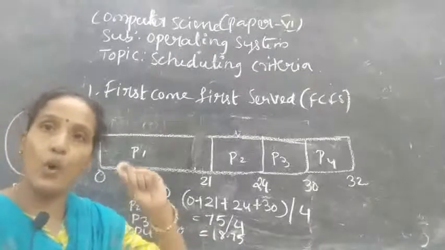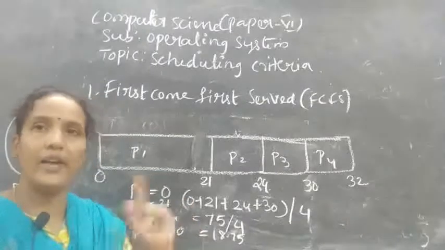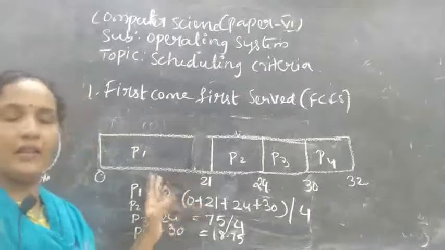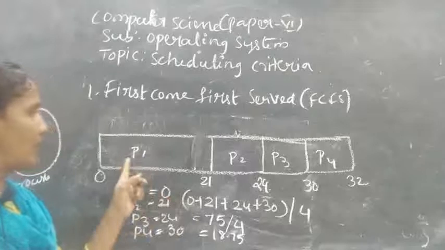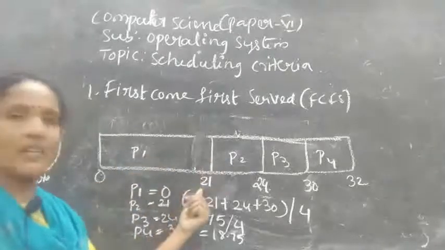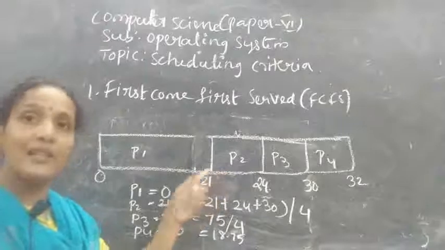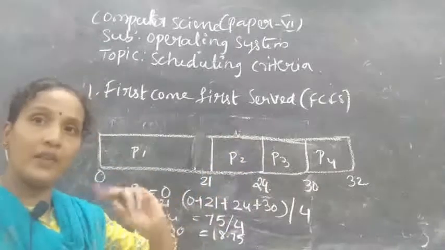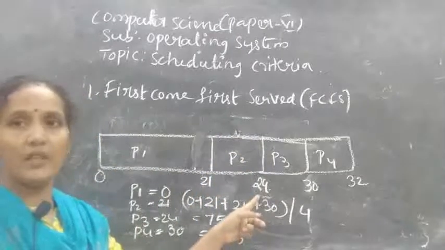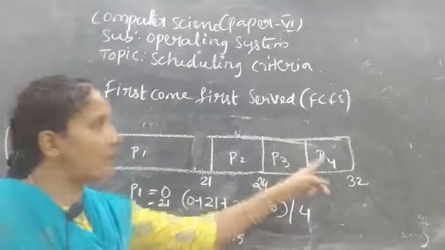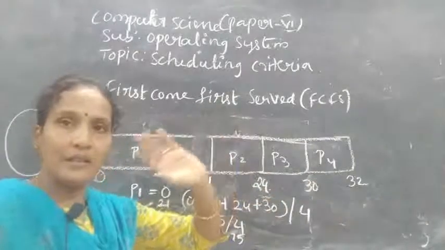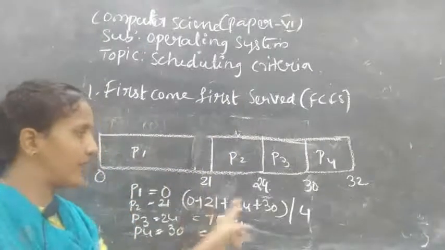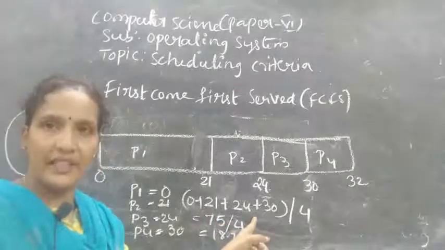The waiting time of all the processes in the ready queue divided by the number of processes is the formula. Here I have calculated the waiting time. For P1 there is no waiting time. P2's waiting time is 21, because P2 is waiting till P1 completes its execution. Next, P3 is waiting till P1 and P2 complete their execution, so the waiting time of P3 is 24. Next, the waiting time of P4 is the complete execution time of P1, P2, P3. It is 30.